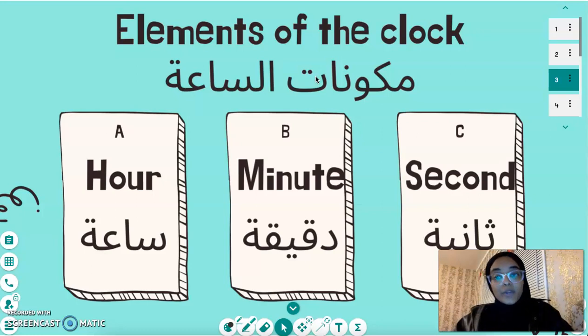So we have three different elements for the clock. عندنا 3 مكونات للساعة. 3 means 3 مكونات للساعة, elements for the clock. Element A is the hour, that is ساعة. Then we have minute, that is دقيقة. And then we have second, that is ثانية. So ساعة, دقيقة, ثانية. ساعة in Arabic means both clock and hour.